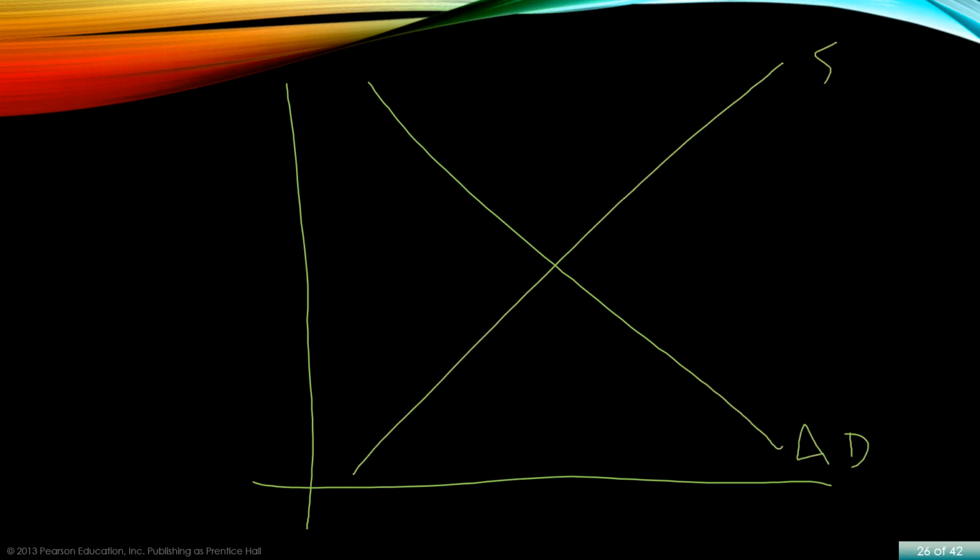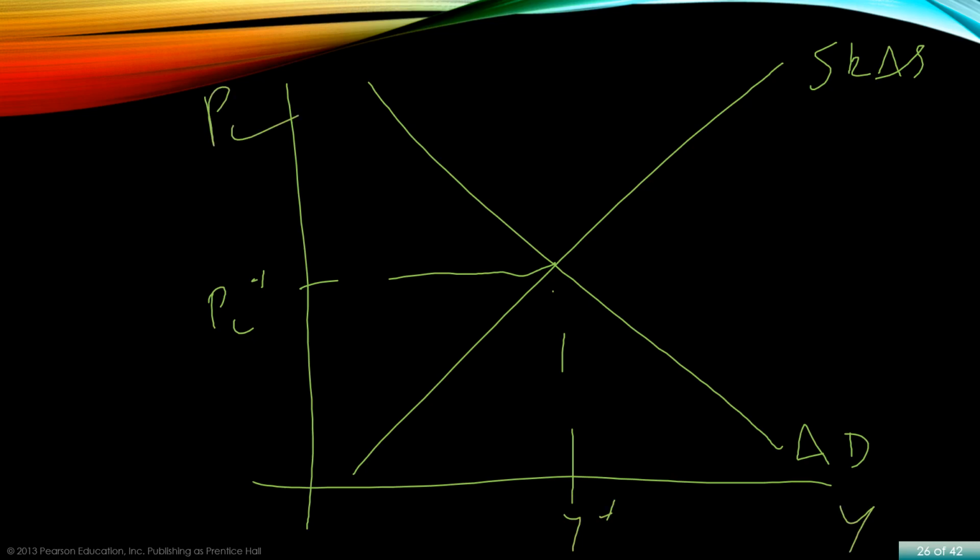Well, this is where economic policy comes in. So we'll start over again. We have a situation where we are experiencing what's known as an output gap. So here is Y, PL. Here's our macroeconomic equilibrium point, but here is where long-run aggregate supply is.